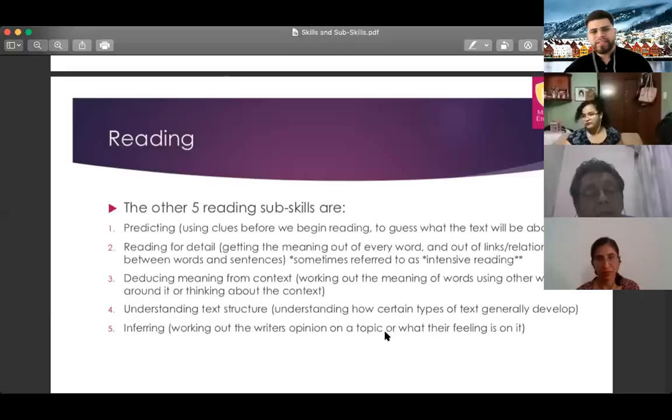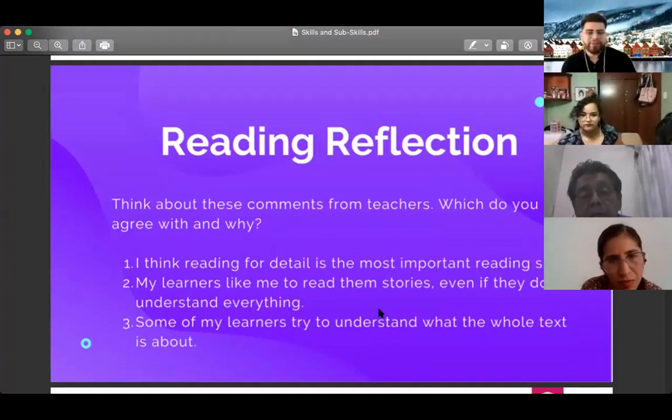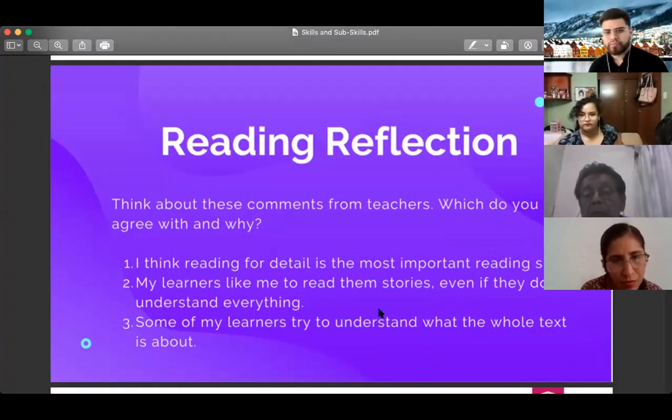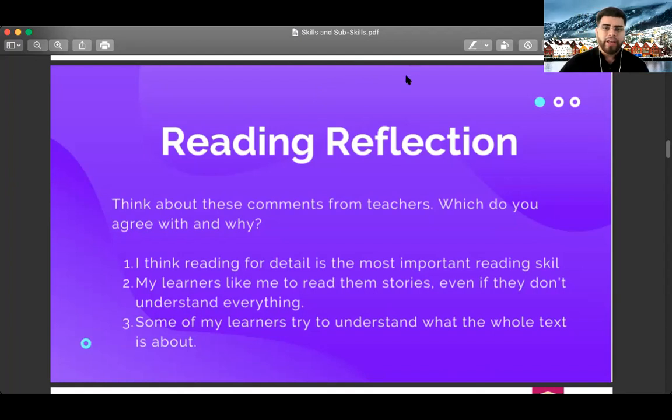Now, can you please open your cell phones and get this image out, please? The one that says reading reflection. You got it? Okay. So, reading reflection. We're going to take some time to reflect on these teachers' comments, and it's going to help us reflect on our teaching styles and our beliefs and our ideas. Okay? Let's do this together.